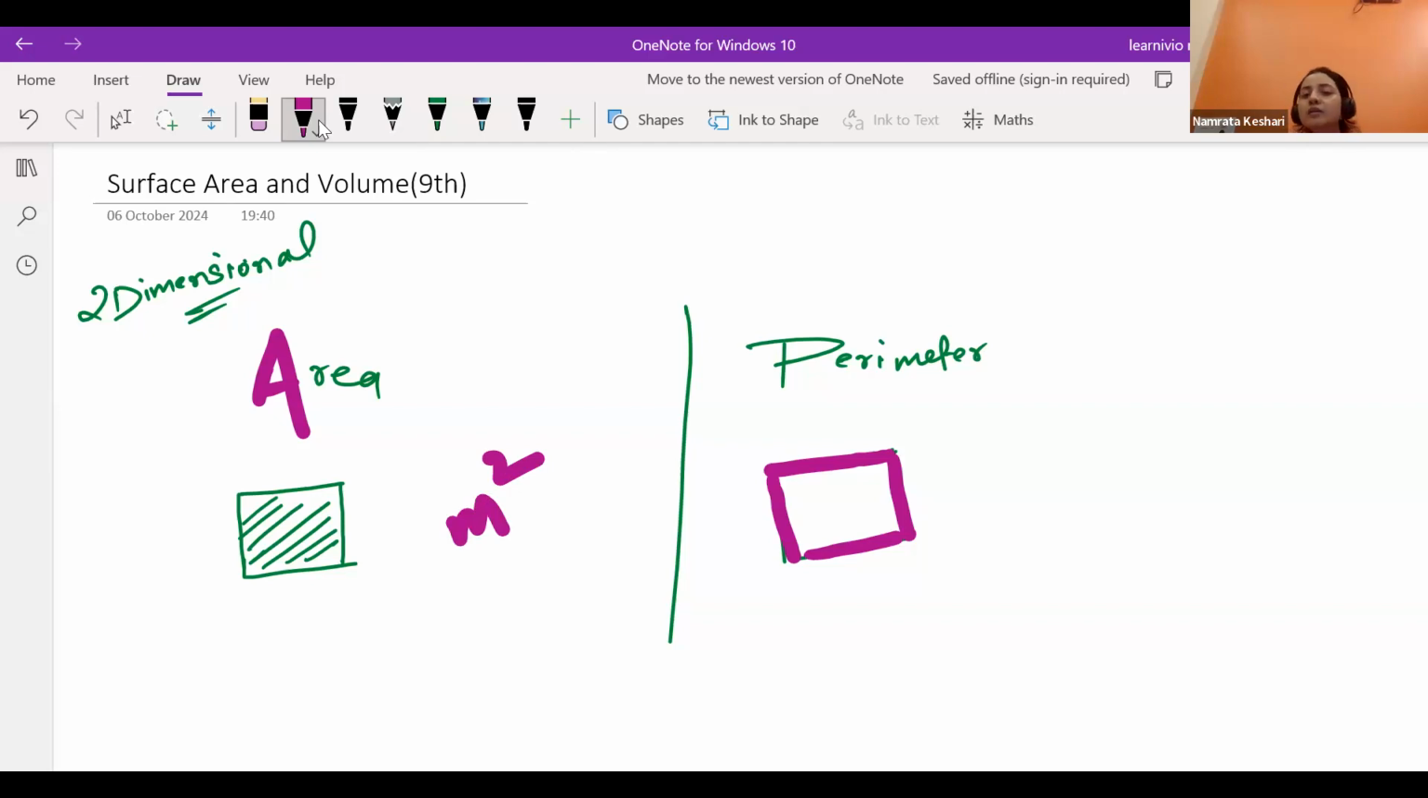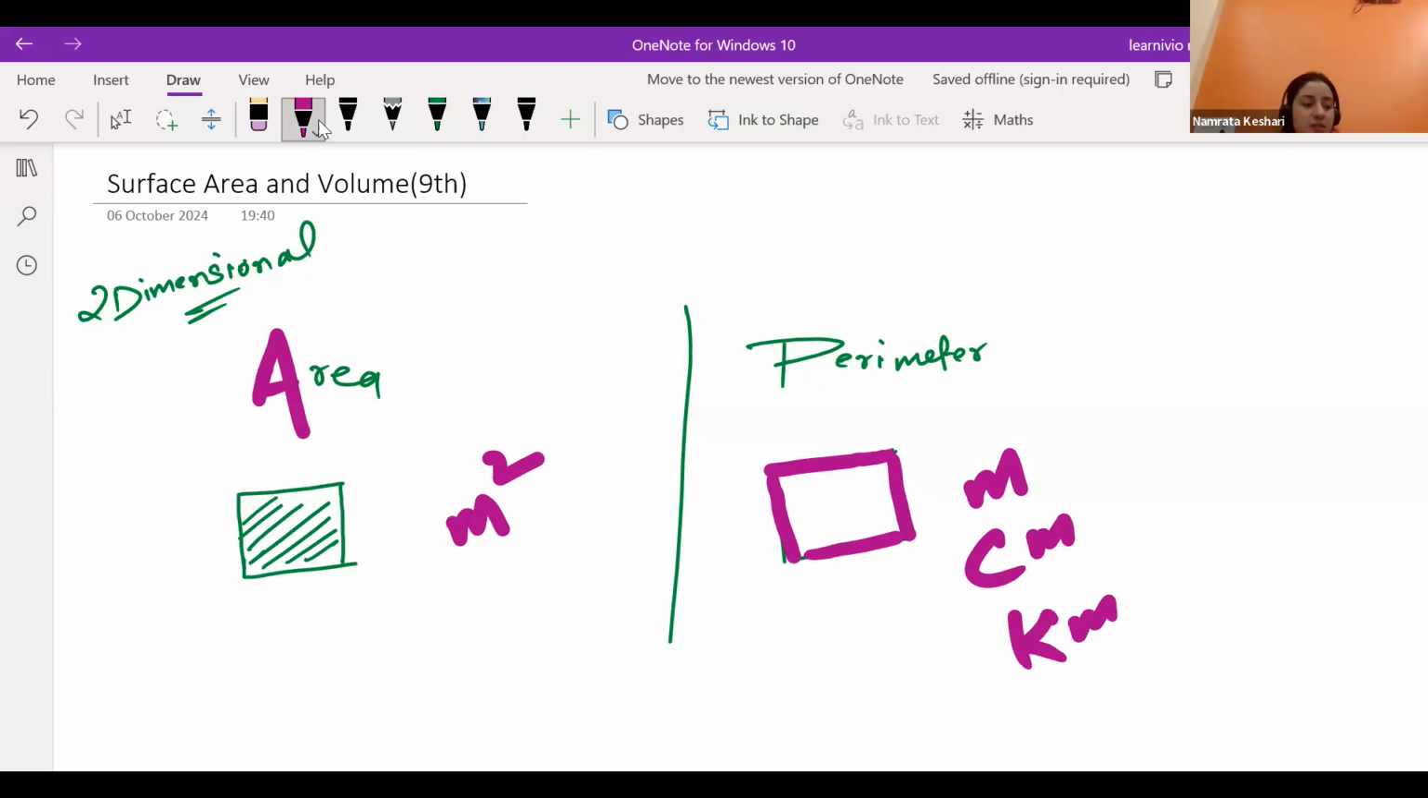That's why we say the unit of area is meter square or centimeter square or kilometer square. But the unit of perimeter, since we are just measuring the distance, is only meter or maybe only centimeter or maybe only kilometer. This is all about the 2D shapes, area and perimeter.